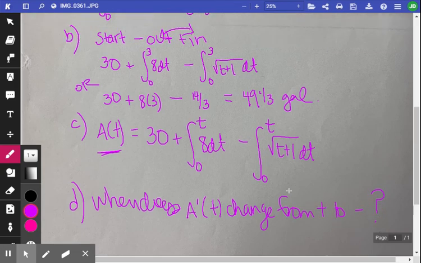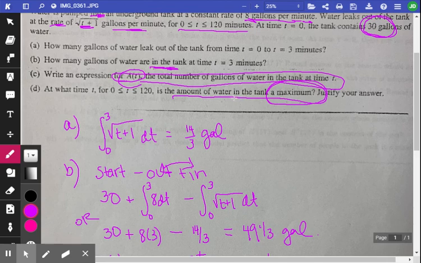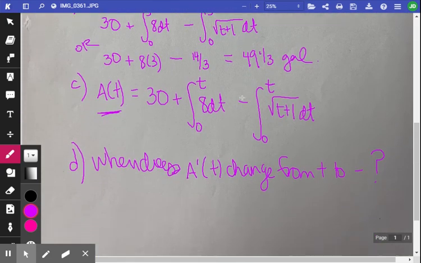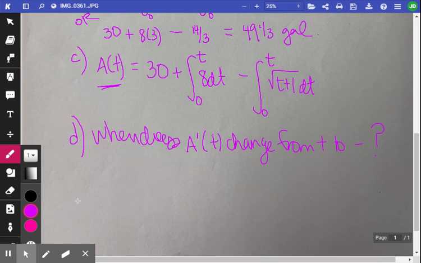If I want to know when is there a max for the amount of water in the tank, I want to know when does the amount of water have a maximum. So when does the derivative of the amount of water change from positive to negative? Now we have a kind of a Leibniz law situation going on. I need to find out what is A prime of T.